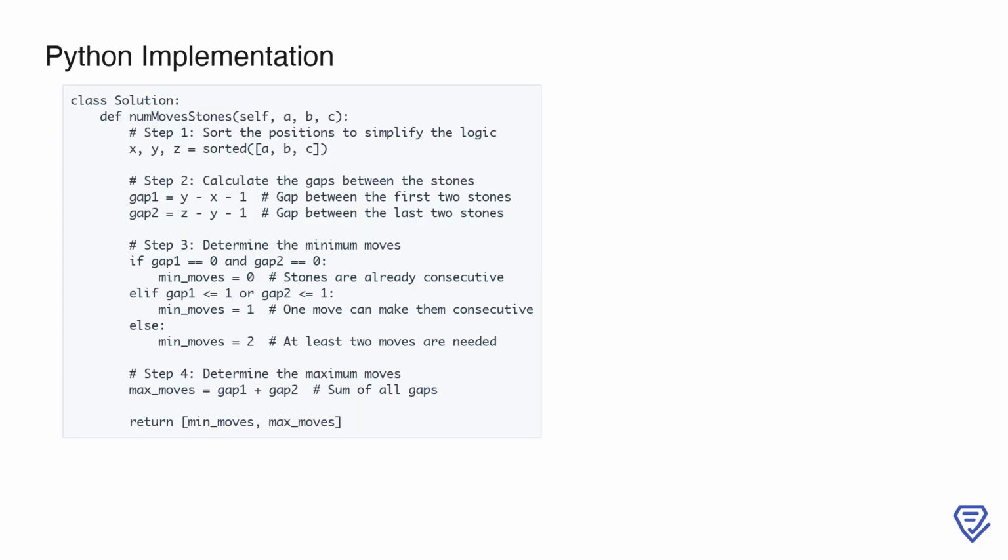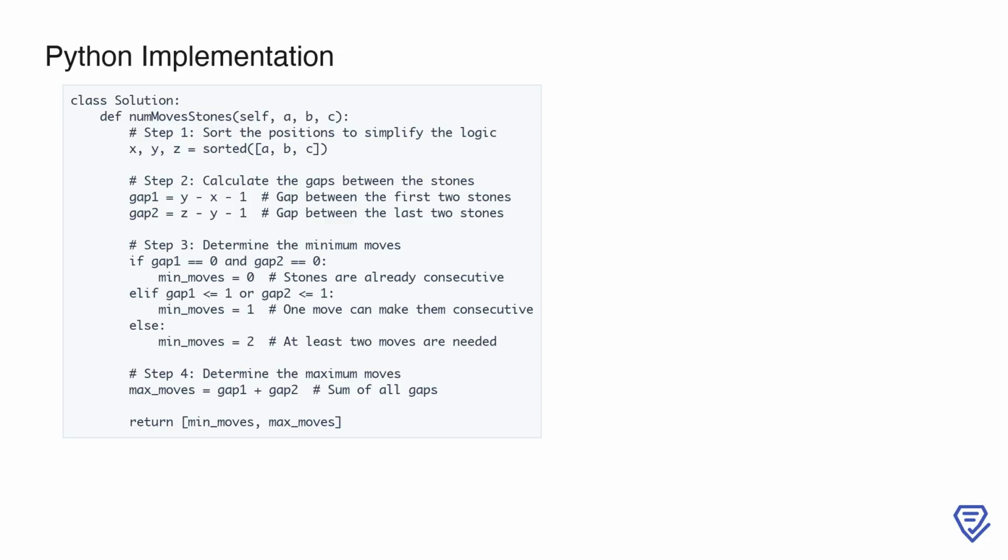This implementation solves the problem of finding the minimum and maximum moves needed to make three stones consecutive on a number line. The solution begins by sorting the input positions A, B, and C to simplify calculations. Once sorted, the gaps between the stones are calculated. Gap 1 is the distance between the first two stones minus 1, and gap 2 is the distance between the last two stones minus 1.